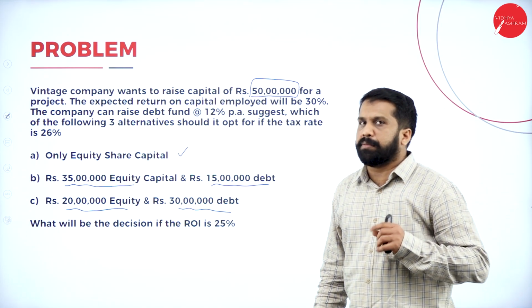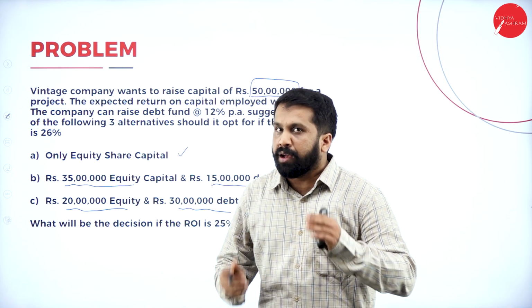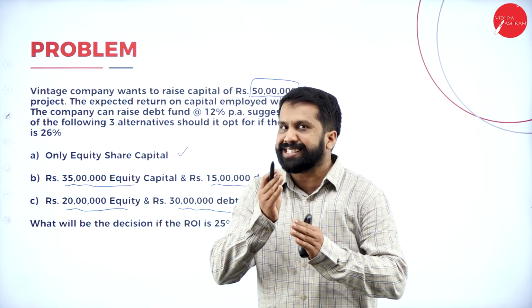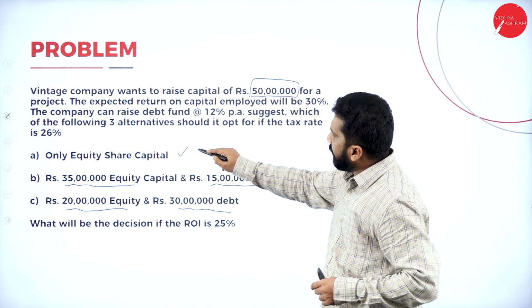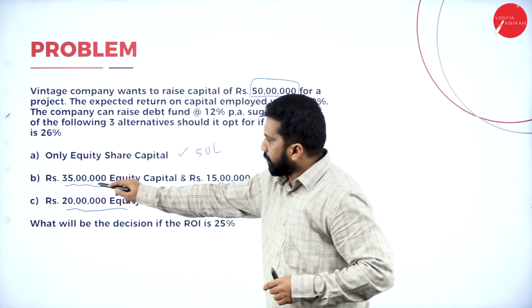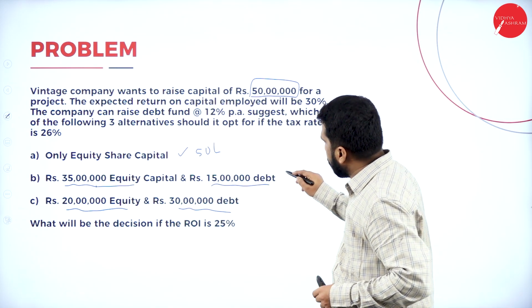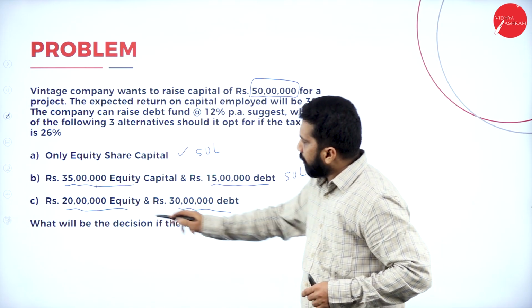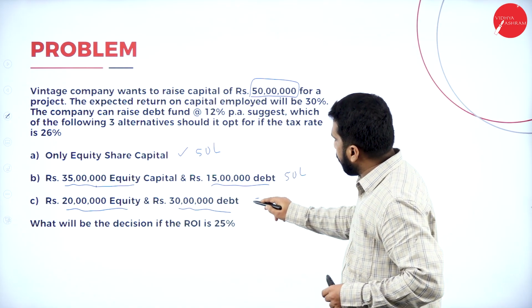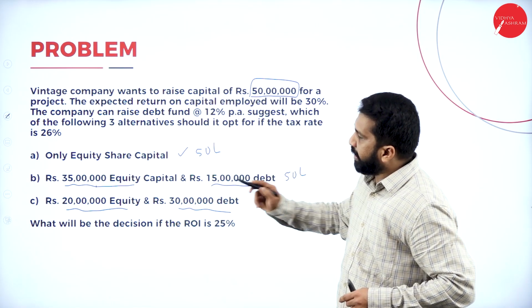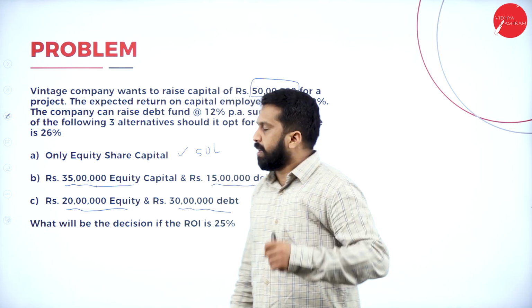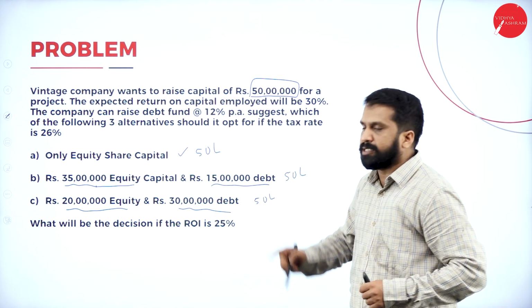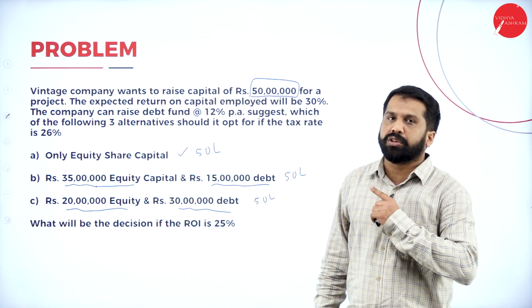So always remember, while doing your problem, all the options should have the same value. Now, only share capital 50 lakh, 35 plus 15. How much is it? 50 lakh. 20 plus 30, 50 lakh. Always remember that individual options should match the actual total amount.